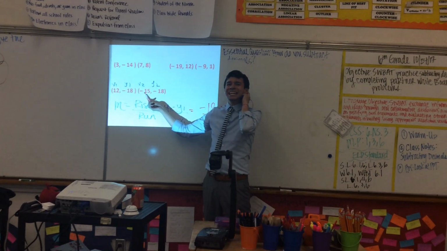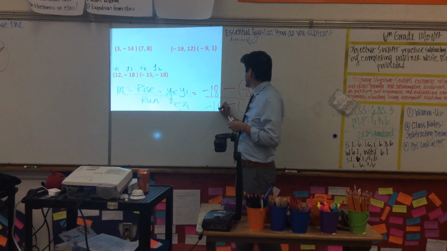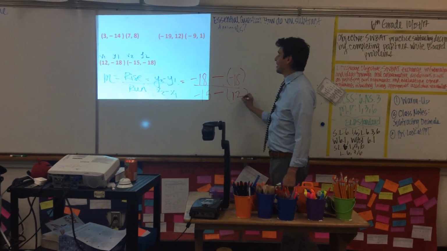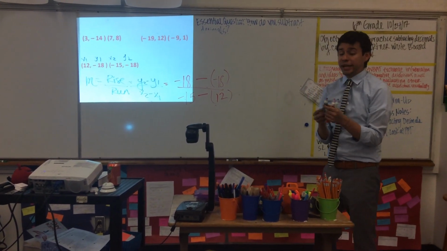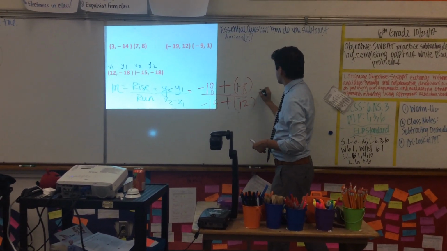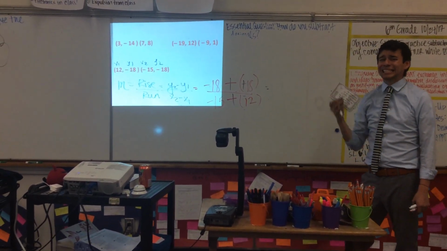I want x2. Negative 15. That's negative 15. And then your x1 will be 12. And there's your setup. Same, change, change. Same, change, change. Negative 18 plus 18.